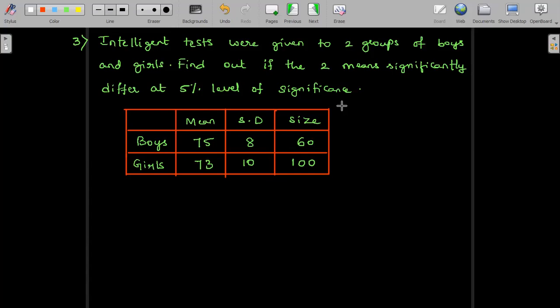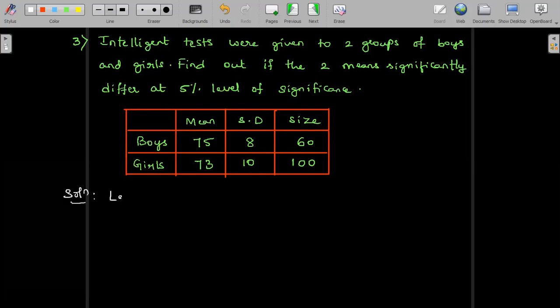So a table is given for us. In this table, they have given the boys' strength, that is the sample size of boys, 60, and the strength of the girls is denoted as sample size 100, that is N2. Similarly, the mean scores 75 and 73 respectively for boys and girls are given, and standard deviations 8 and 10 respectively, sigma 1 and sigma 2. So we have to check whether the two means significantly differ at 5% level of significance or not.